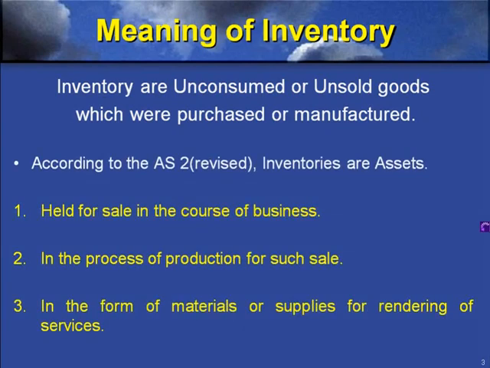According to Accounting Standard 2, which is revised, the meaning of inventory is, one, that which is held for sale in the course of business. Whatever you are keeping with you particularly for the purpose of sales is known as inventory. Second, in the process of production for such sale. If you want to use it for production or sales in future, again this is known as stock. And third, if you're in the service sector and you are keeping some materials or supplies particularly for rendering the services, they are also known as inventory. So in crux, the meaning of inventory is stock, basically unsold goods or unconsumed goods.